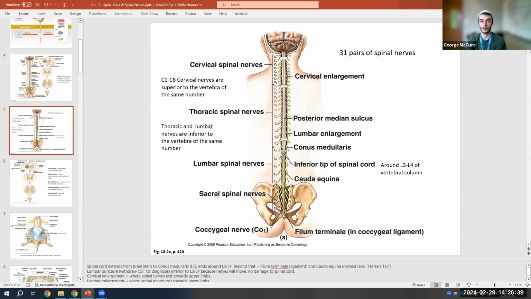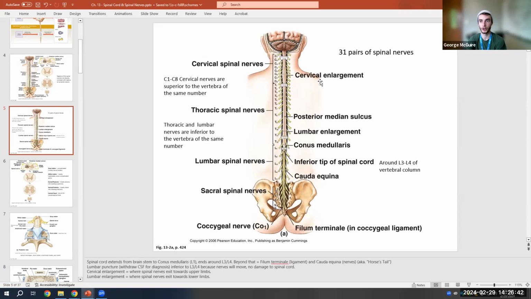And then we have a couple other structures here to talk about. A couple enlargements: the cervical enlargement and the lumbar enlargement. These are large groupings of nerves leading towards specific areas, such as our upper limbs and lower limbs. The cervical enlargement has a lot of nerves leaving at the same time because they are going to innervate all of our upper limbs. The lumbar enlargement has a lot of nerves leaving at the same time because they are all going out to our lower limbs. So those regions can be visually seen by that enlargement, that big grouping of them leaving.